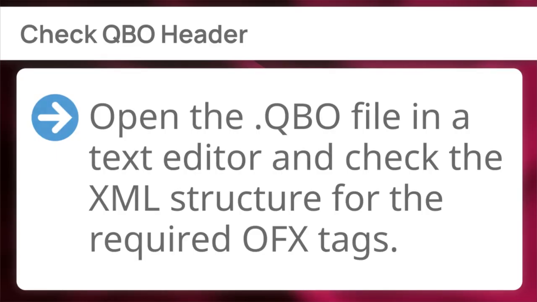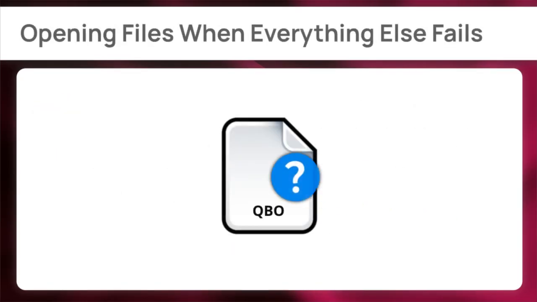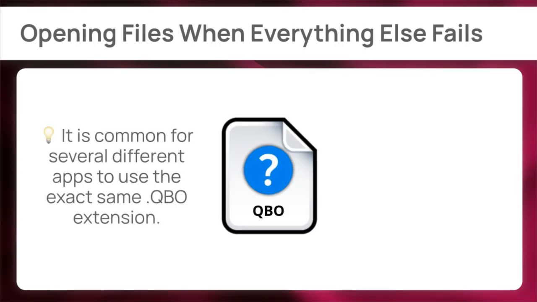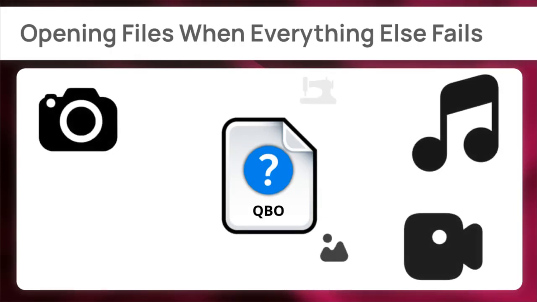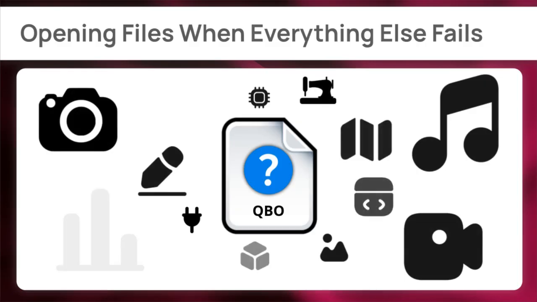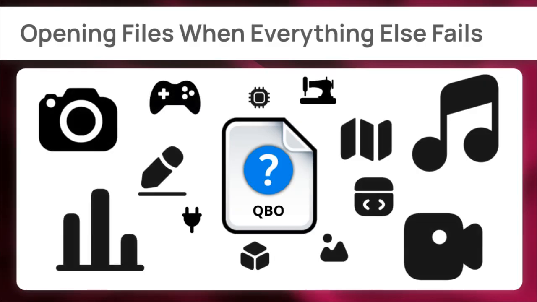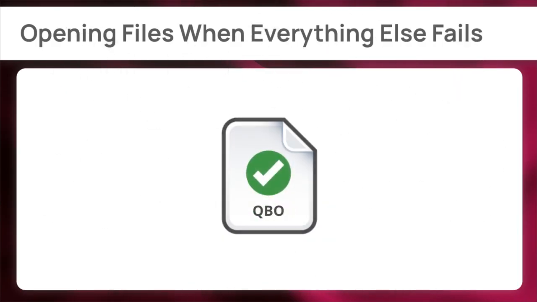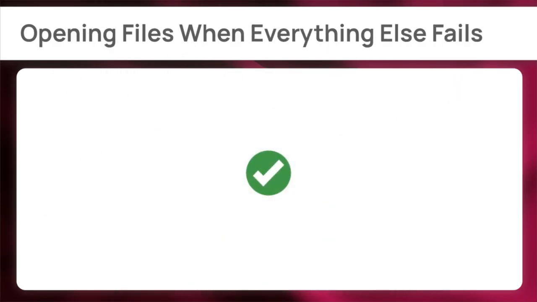OFX tags. When every program on your system rejects your QBO file, it's often a sign of a duplicate identity where different apps use the same three-letter label for different things. Rather than guessing, you can try switching to a dedicated parsing engine that is built to identify file structures autonomously and may offer a better chance of opening stubborn QBO formats.